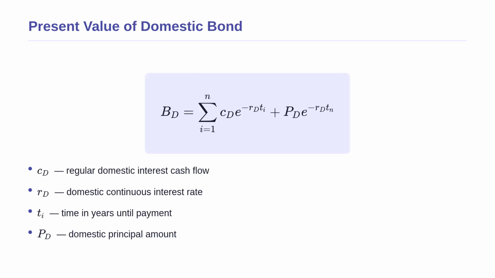To use our main formula, we first need to calculate the present value of the domestic bond, BD. This formula adds up the present values of all future domestic payments. The symbol CD represents the regular interest payments, and PD is the final principal amount returned at maturity. We use the mathematical constant e raised to the power of negative RD times t to calculate continuous compounding. Here, RD is the domestic interest rate. By multiplying each future cash flow by this exponential discount factor, we shrink the future money down to its exact mathematical worth today.